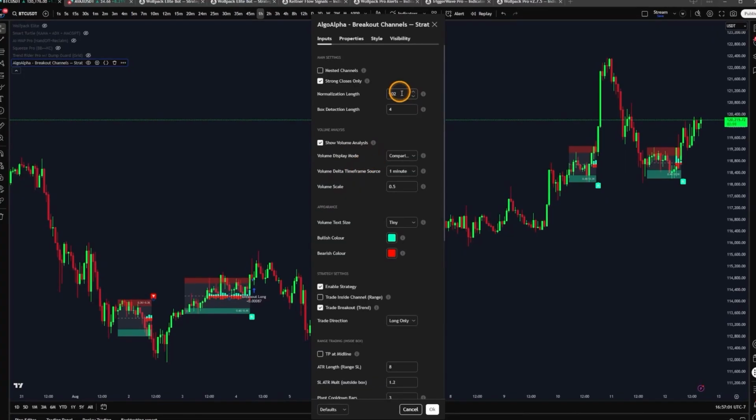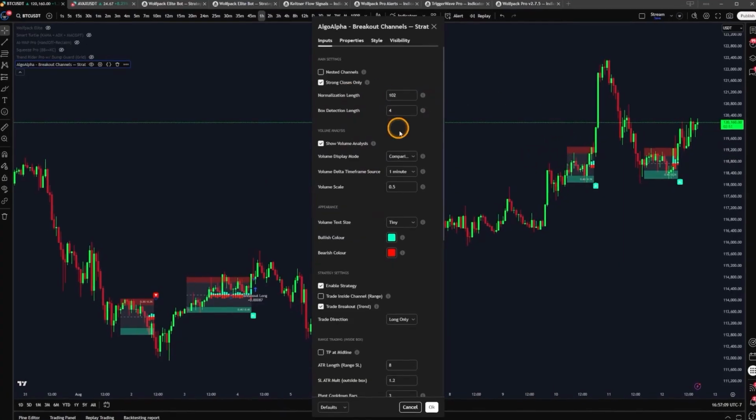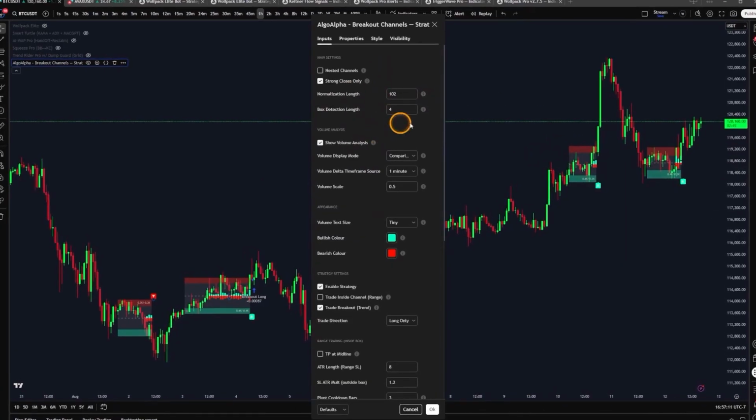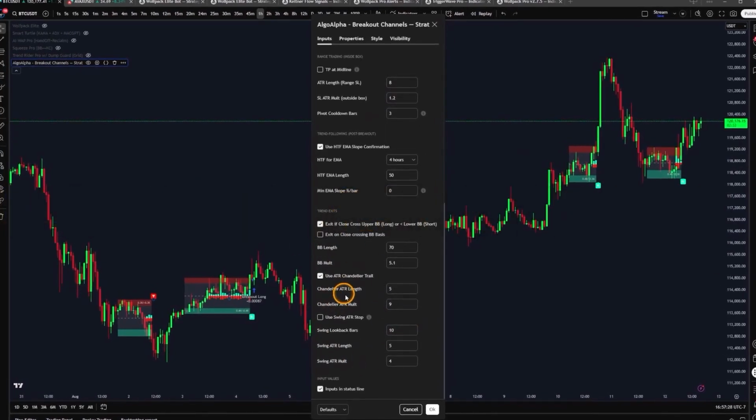The normalization length and box detection length are the ways that you set the length of the box. So it will look back and detect if we are consolidating, if we meet the criteria. I also put in a chandelier trailing stop, so that utilizes volatility and it follows your trade up, so it will take profit if the price starts to reverse.